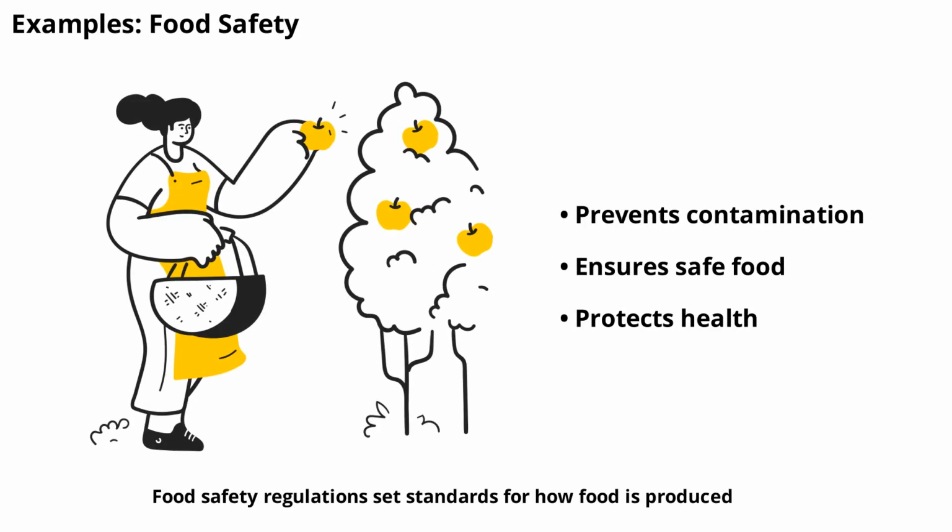Food safety regulations set standards for how food is produced, processed, and sold. These rules help prevent contamination and ensure that what we eat is safe. By enforcing food safety laws, governments protect public health and build confidence in the food supply.